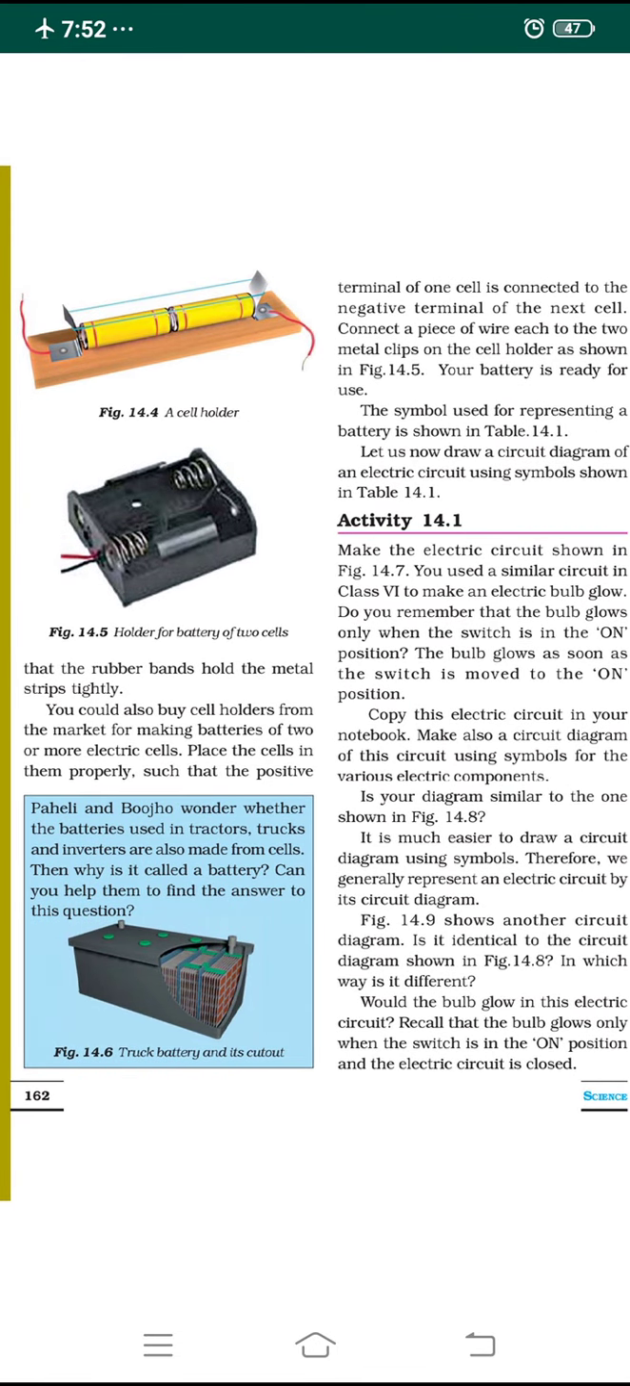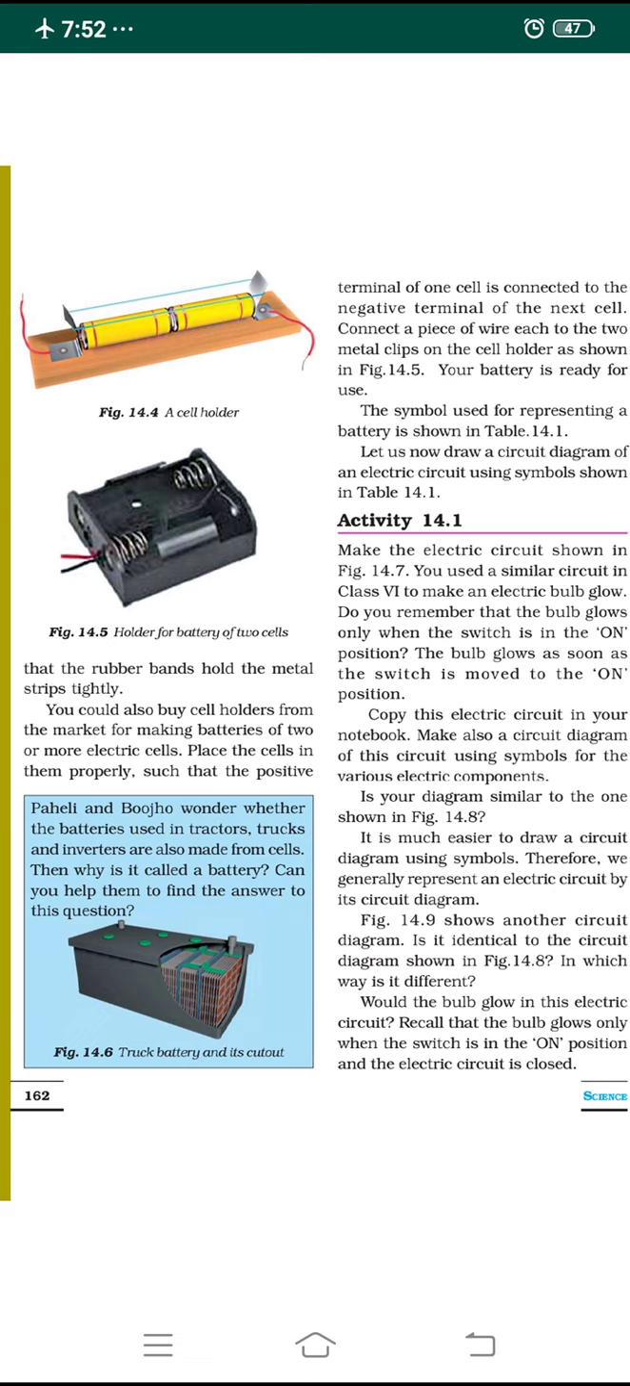Here you can look at figure 14.4, which shows a cell holder. A cell can be arranged in a series manner or a parallel manner, and can be held using a material called a cell holder. Below there is a wooden support, and metal plates are attached to it. The two ends of the cells are attached with the help of a rubber at the metal plates, from which two wires have been given. Through these we can connect the different electrical circuits.